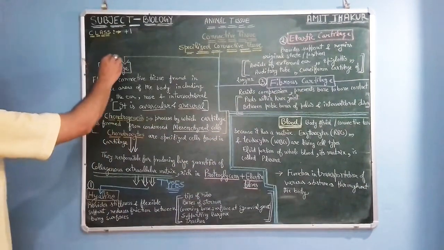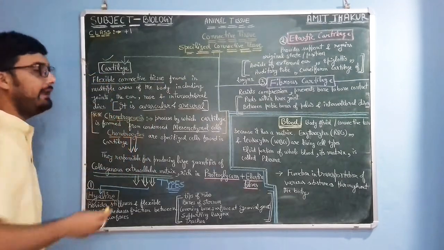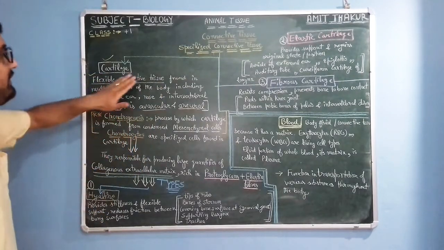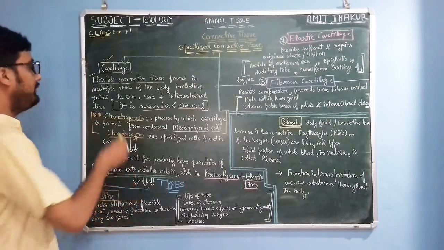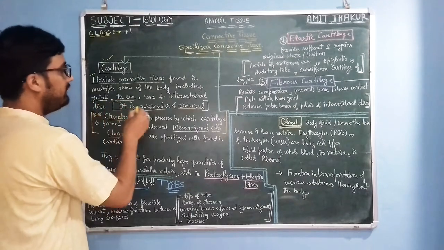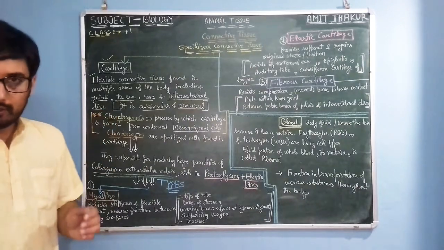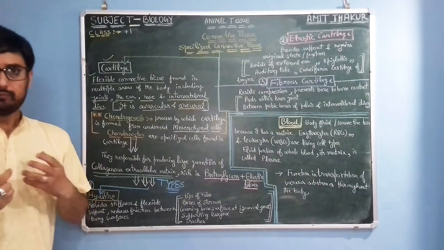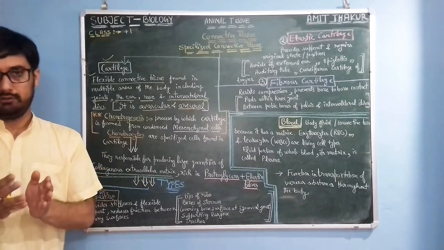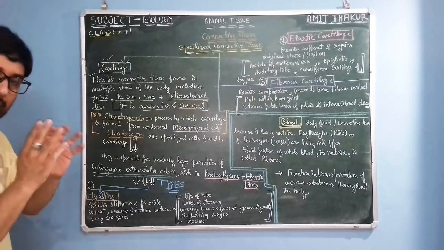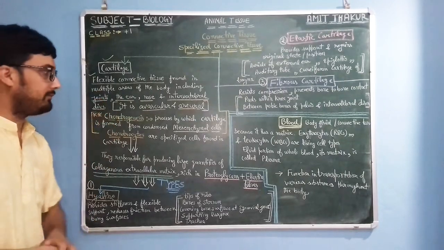So, what is cartilage? Cartilage is a flexible connective tissue. This flexible connective tissue is found in multiple areas of the body, including joints, the ear, nose, and intervertebral discs. All those areas where flexibility is much needed, as well as support. So in those certain areas, cartilage is present, which is flexible in nature.